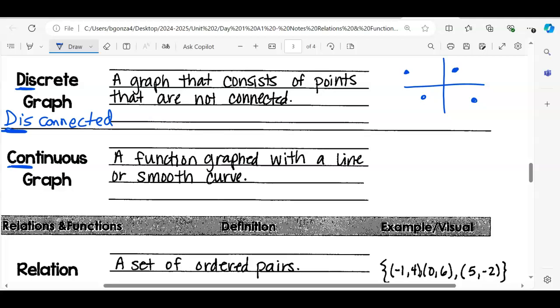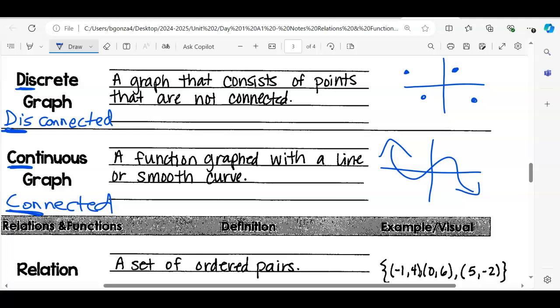Continuous, go ahead and underline CON for continuous. It is connected. Draw yourself another coordinate plane, and you can draw anything that is connected. You can draw a straight line, you can draw a curvy line. As long as it's all connected, that is a continuous graph. Okay? Discrete, disconnected, continuous, connected. Okay? Does everyone see what it looks like on the graph? You got the definition in the middle, got your little mnemonic device to remember it. Okay?